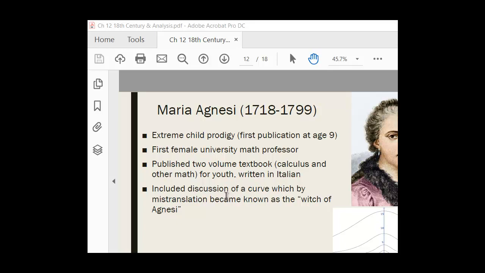Oddly enough, one of the things that her name is most commonly associated with had to do with the fact that she was studying curves like this, which are, I believe, equations describing how wind blows into the sails of a boat. And through a mistranslation into English, it became translated as witch instead of curve. So the curve is now known as the witch of Agnesi, even though she herself was actually a very nice person and a humanitarian.